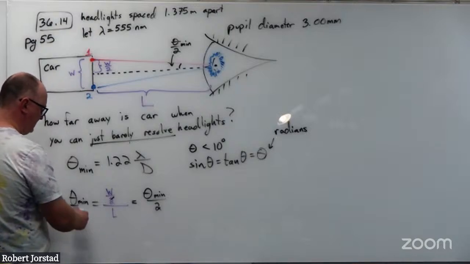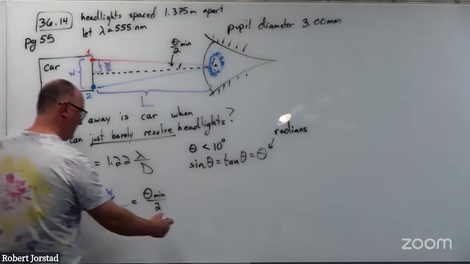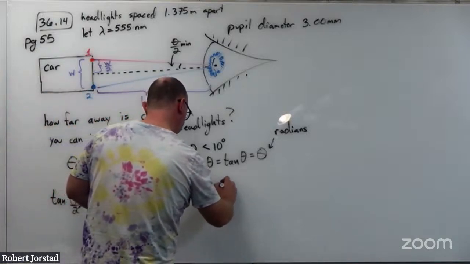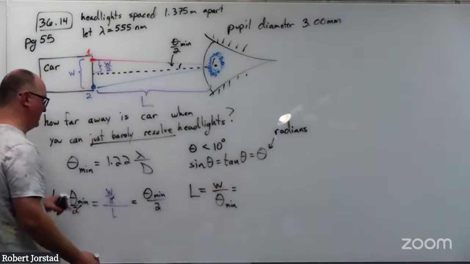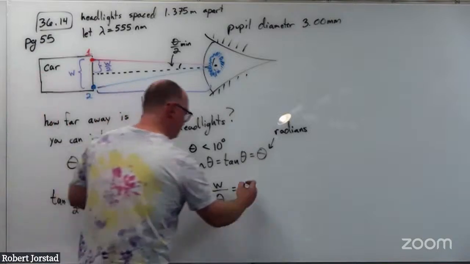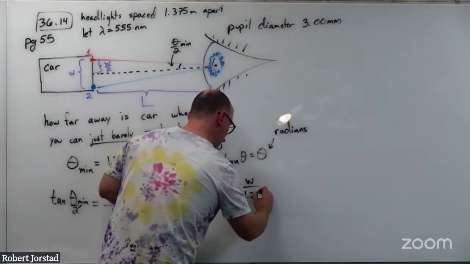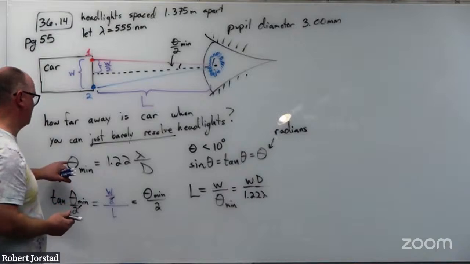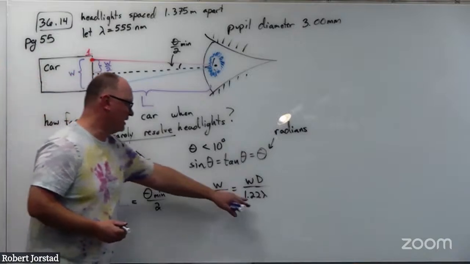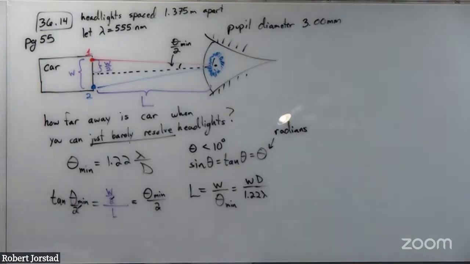And then, let's see, what am I looking for? I'm looking for L. So L is W over theta minimum, which is this. The D flips to the top, making sure I didn't screw up. Theta minimum is 1.22 lambda over D. The D gets flipped to the top. So you can punch in numbers for that. And let me just see what I got in case you're wanting to not look it up.